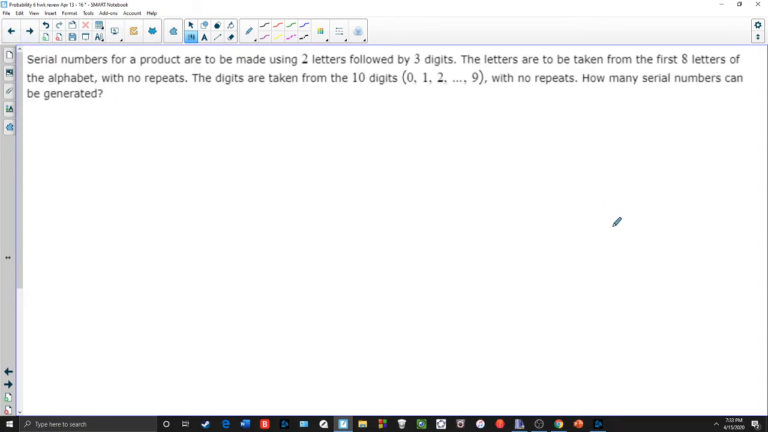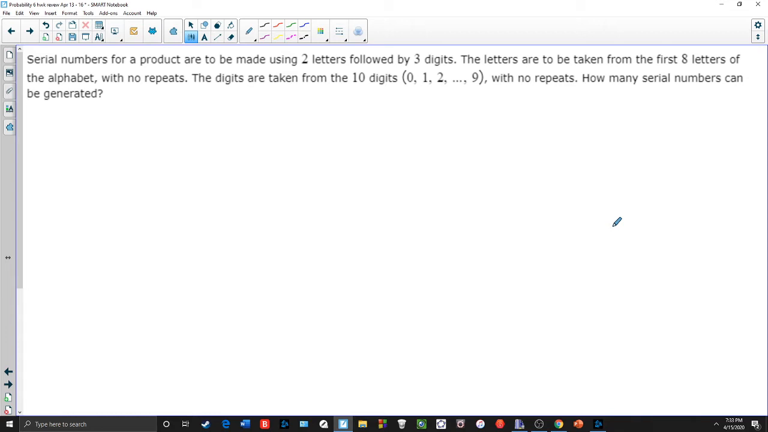All right, so this next one here, we have serial numbers for a product that are made by using 2 letters followed by 3 digits. And the letters are taken from the first 8 letters of the alphabet with no repeats, and the digits are taken from the first 10 digits with no repeats. How many serial numbers can be generated?